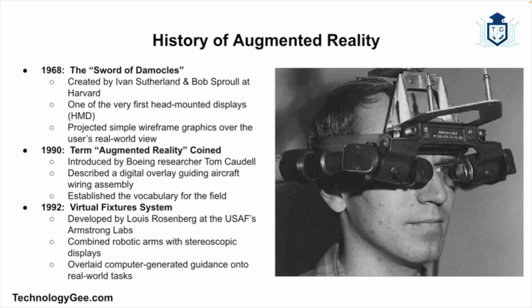Then as we came into 1990, the term augmented reality was coined by a Boeing researcher by the name of Tom Caudell to describe a digital display used to guide workers in assembling aircraft wiring harnesses. Then in 1992, came the early AR applications. Louis Rosenberg developed the Virtual Fixtures system at the U.S. Air Force's Armstrong Labs. This system used robotic arms and stereoscopic displays to overlay digital information onto physical tasks, which enhanced human performance.